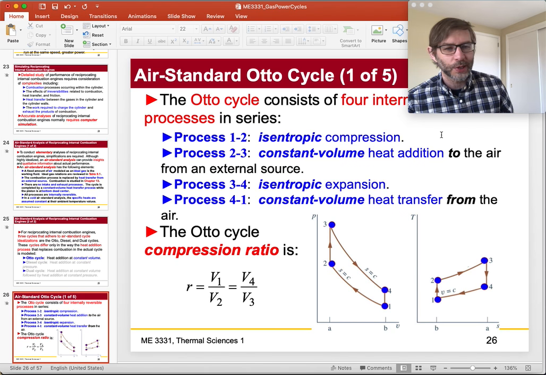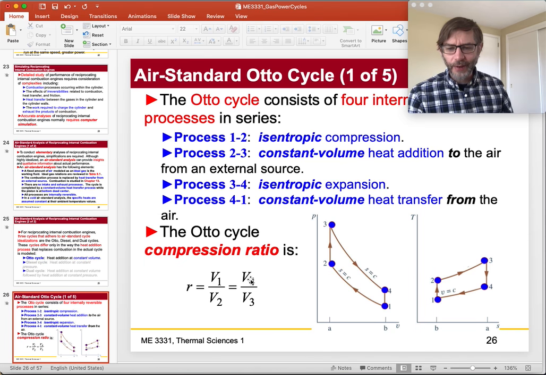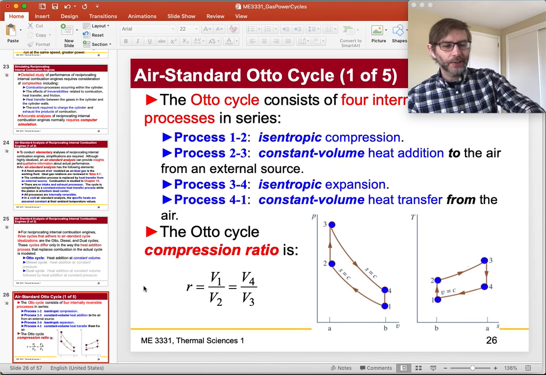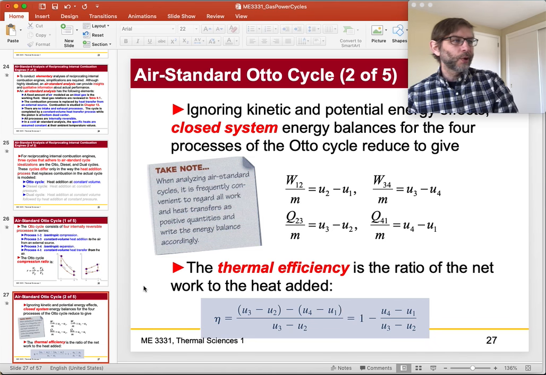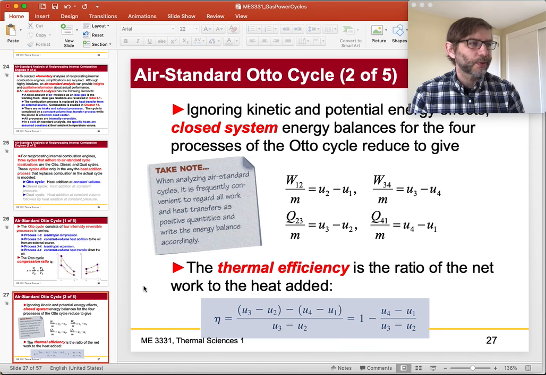So you can take the ratio of either one. Okay, you get it? I hope so. I've gone kind of fast, but I want to get to an example problem at the end of this. So let's keep going.